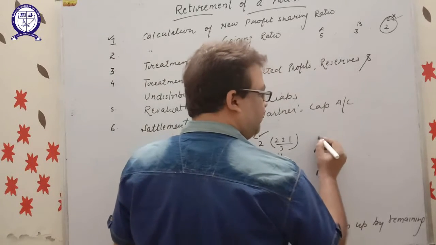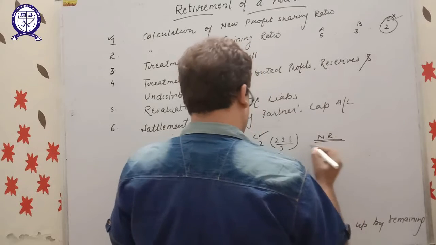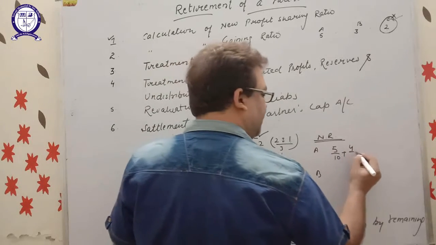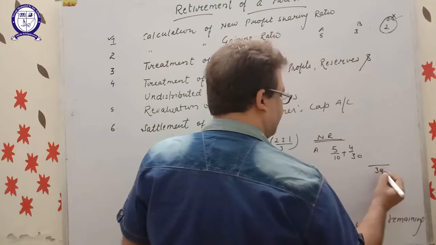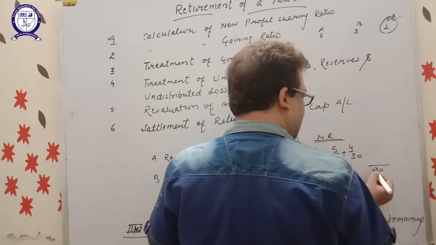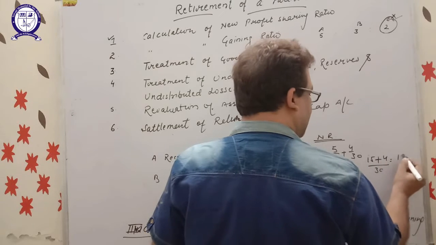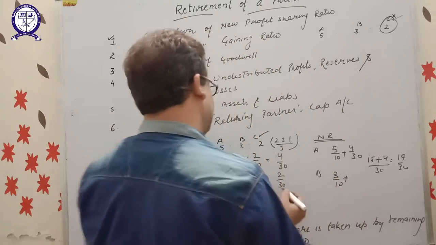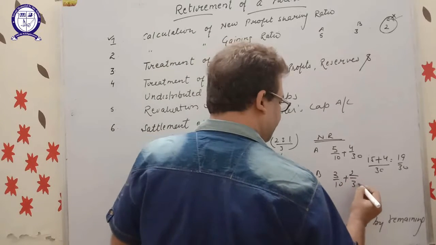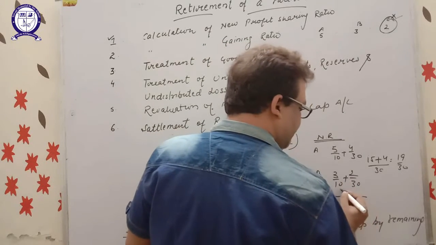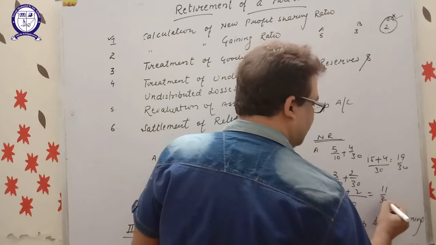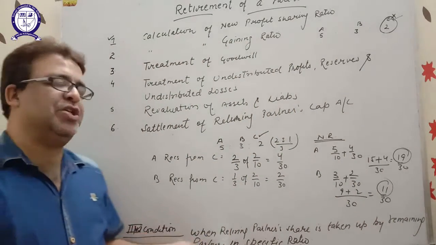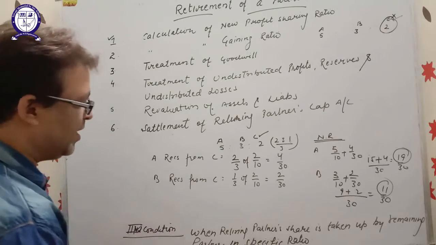New ratio will be: for A, the old ratio was 5/10 plus received from C 4/30. Taking 30 as LCM, 3 times 5 is 15, plus 4, gives 19/30. The new ratio of B will be: the old ratio was 3/10 plus received from C 2/30. Taking 30 as LCM, 11/30. So the new ratio is 19:11. This was the third condition of calculating new profit sharing ratio.